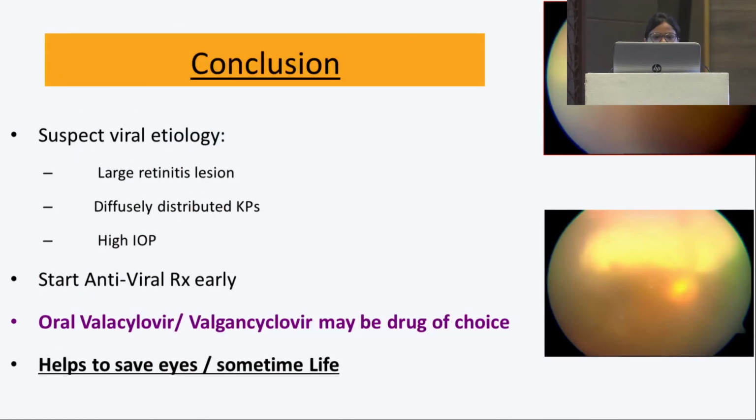So to conclude, we suspect a viral etiology, especially when we have a large retinitis patch which is spread along the blood vessels, associated with diffusely distributed KPs and high IOP. And we must start antiviral as early as possible. And recently, the trend is to start oral therapy alone. This will help to save the life as well as the eye.